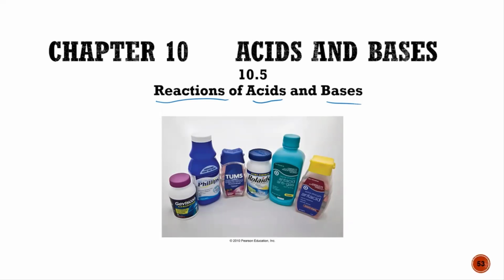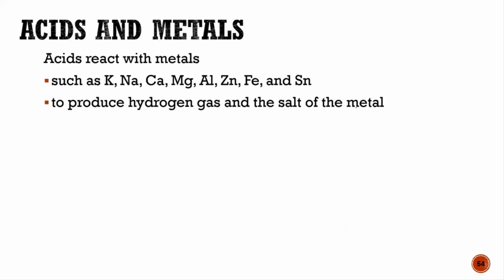If you guys remember, there were two types of double displacements. There were the precipitation reactions and the acid-base neutralization reactions. So that's one example. So let's take a look. So acids react with metals, such as potassium, sodium, calcium, magnesium, and they produce hydrogen gas.